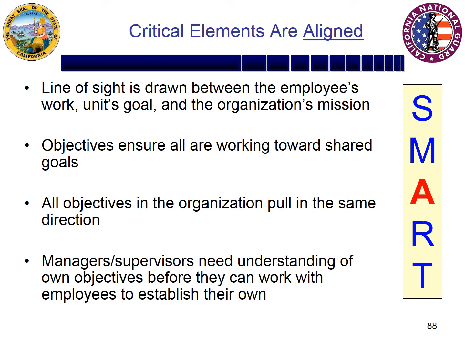So we're going to go ahead and talk about aligned, which is a line of sight drawn between the employee's work, unit goals, and organization mission. The objectives ensure all are working toward a shared goal. The objectives in the organization pull in the same direction, and the managers and supervisors need understanding of their own objectives before they can work with employees to establish theirs.